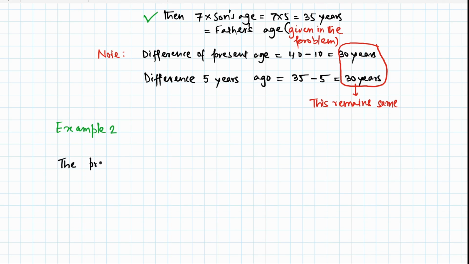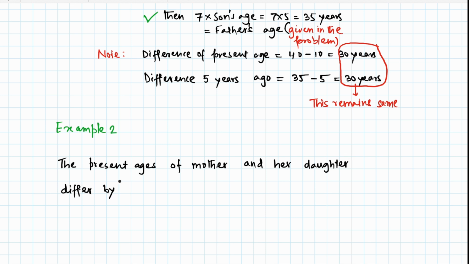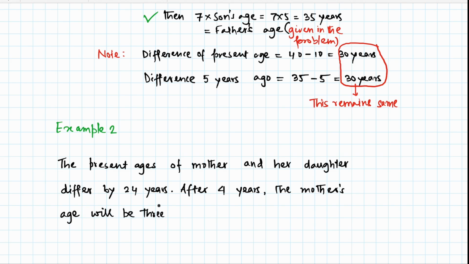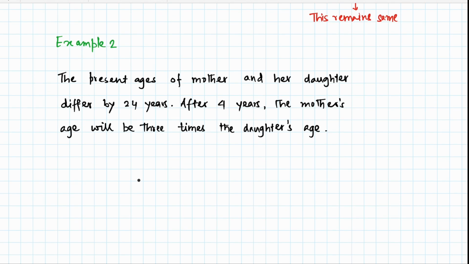Now example 2. The present ages of mother and her daughter differ by 24 years. After 4 years, the mother's age will be 3 times the daughter's age. So what is their present age? Find their present age. Again, ages.